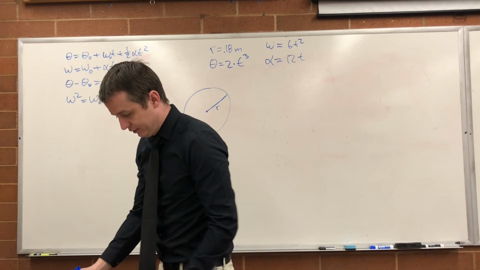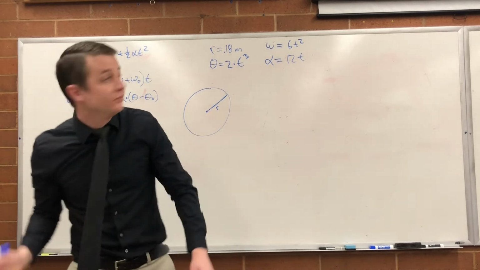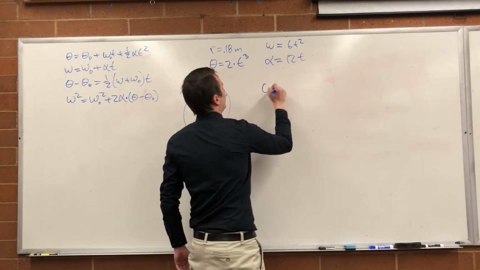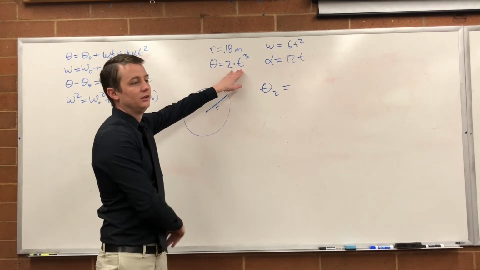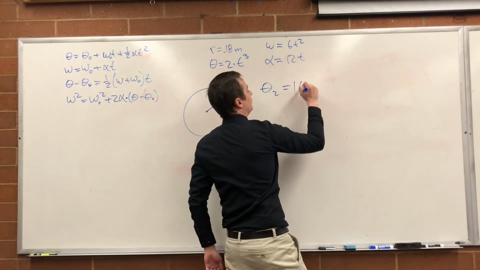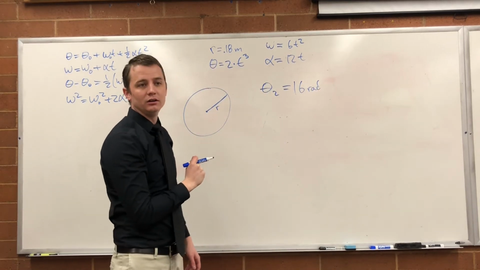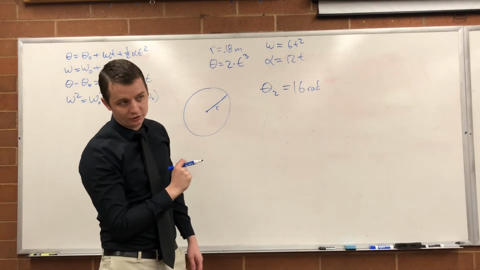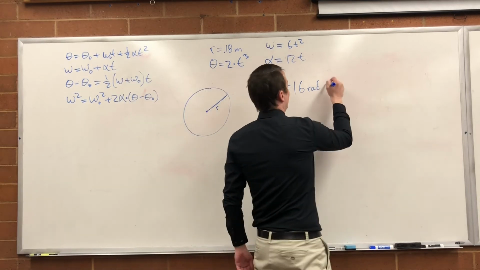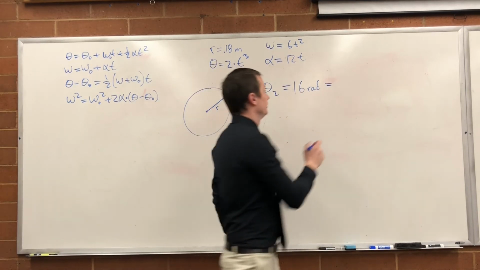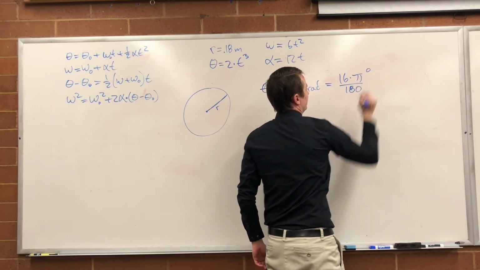Now what does part A want us to do? Part A, find theta in radians and in degrees at 2 seconds and at 5 seconds. Okay, so what is theta at 2 seconds? Well, that's easy. 2 cubed is 8, times 2, 16. So 16 radians. Now they also said convert that to degrees. How do you convert radians to degrees? Pi over 180. So this is also equal to 16 times pi divided by 180 degrees.